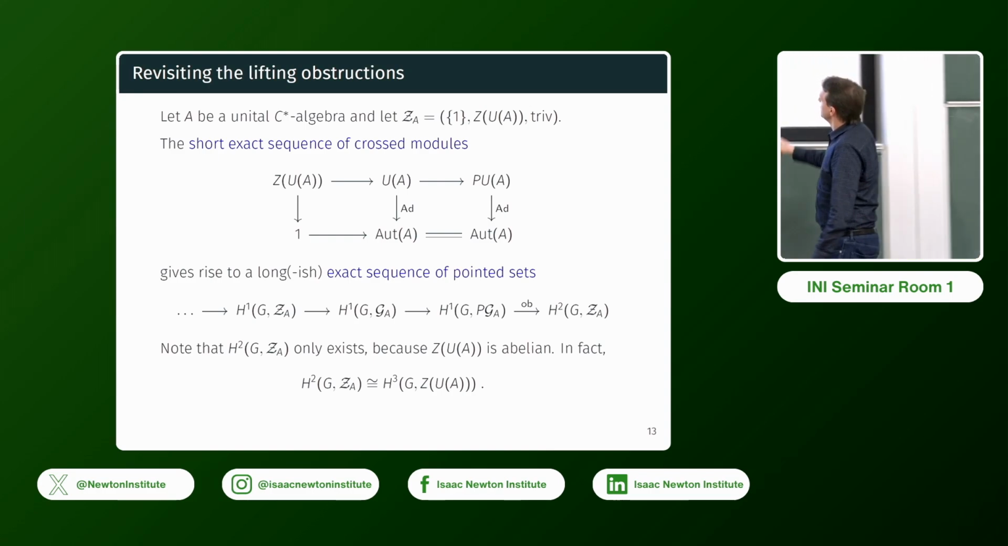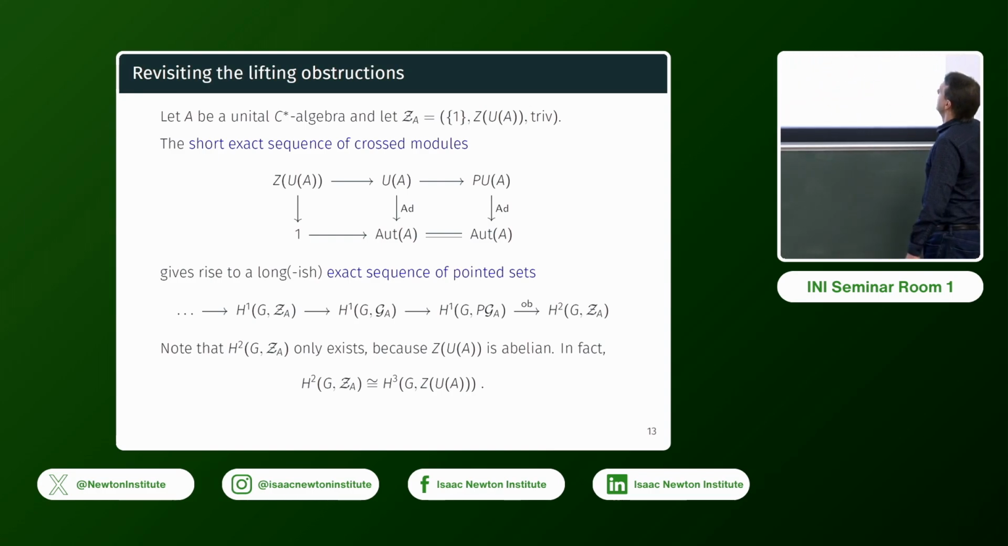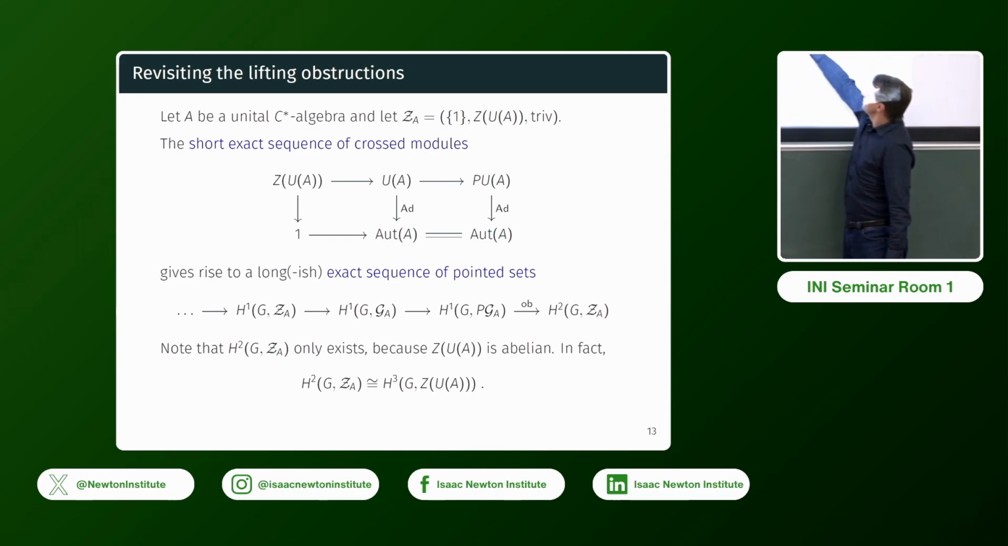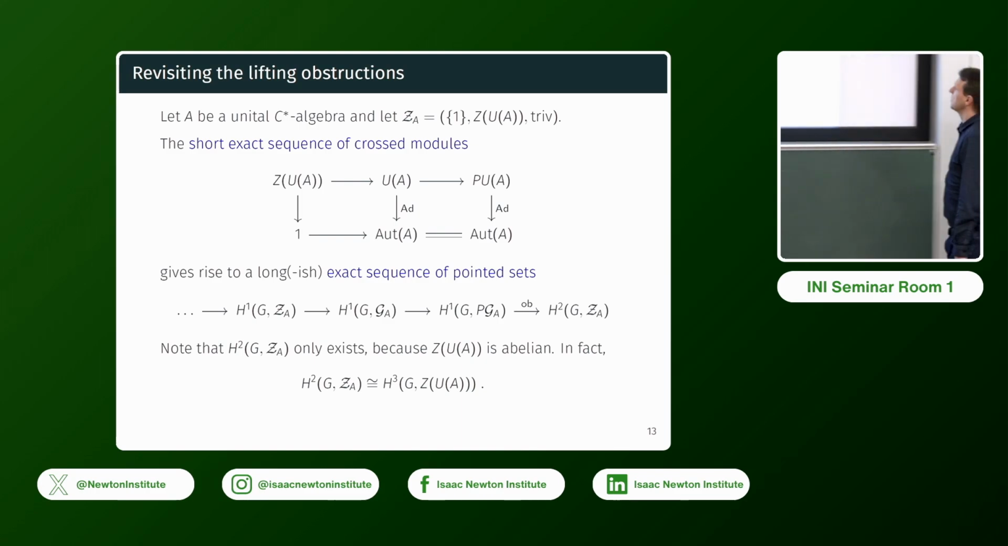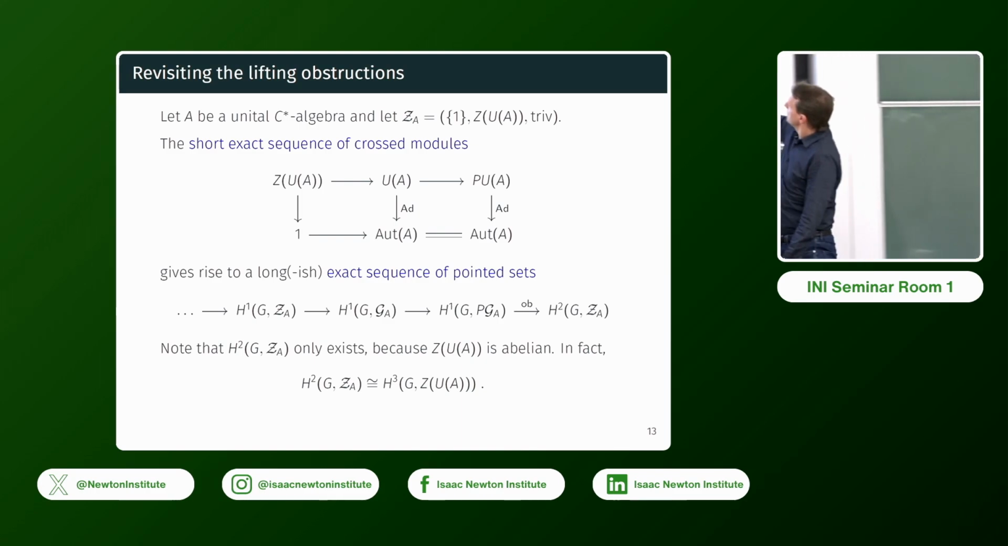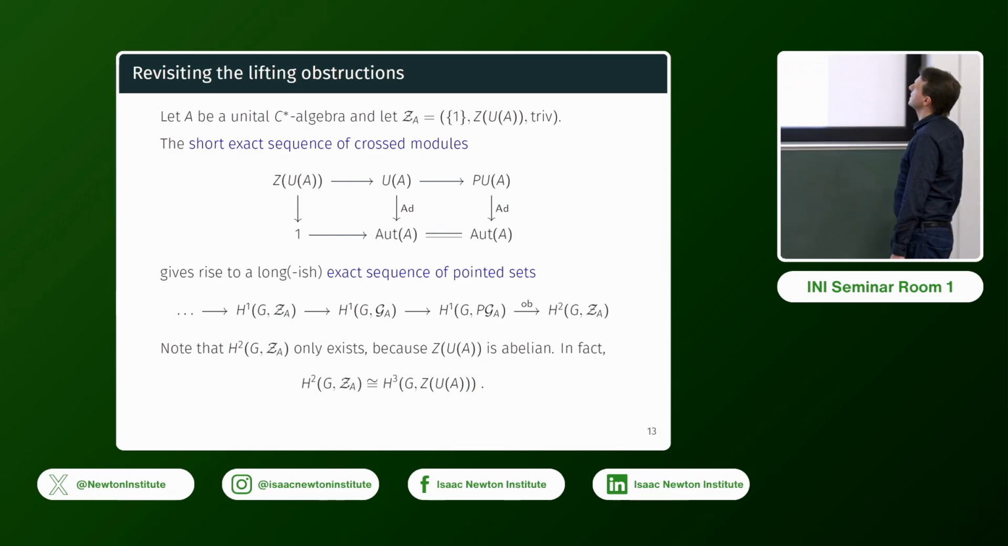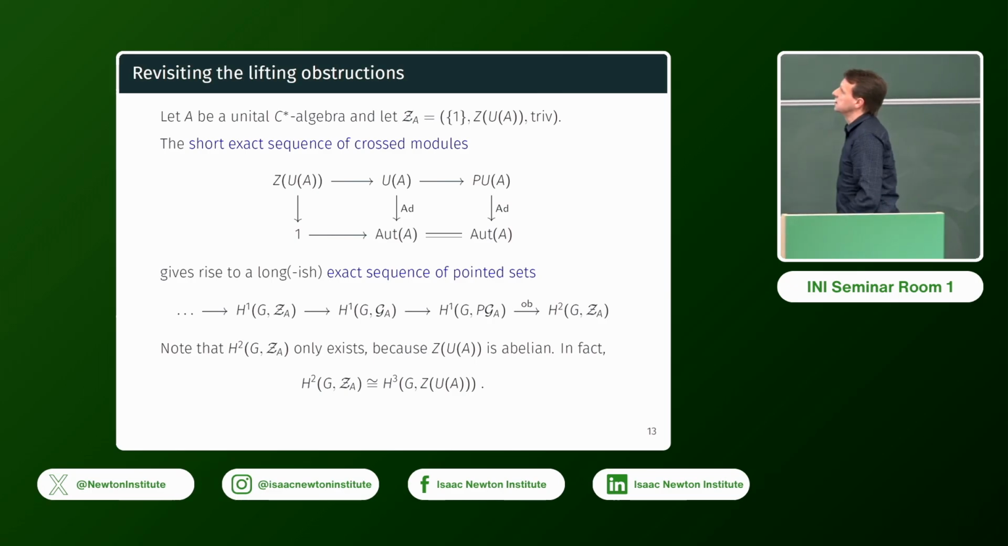Right, but then you get this map at the very end. And this was the thing that characterized G-kernels. And if you work out what this is, it's exactly the third cohomology group with coefficients in the center of the unitary group. And it turns out that this map that you see there will exactly be the lifting obstruction.